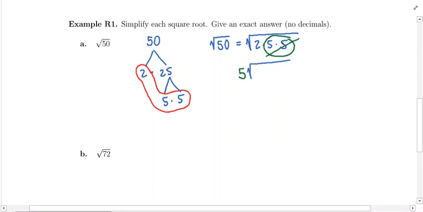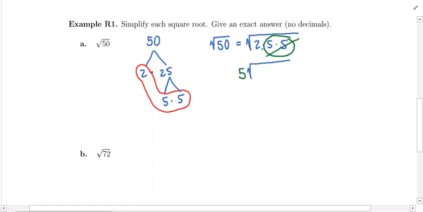The reason this is working is because 5 times 5 is 25, and that quantity is under a square root. The square root of 25 is 5, so that's why 1 comes out. All you have to do is find your pairs, circle them, cross them out, and for each pair, one of them comes out, not both.